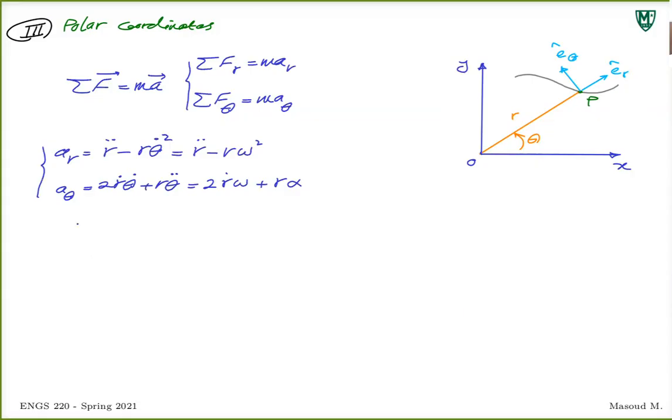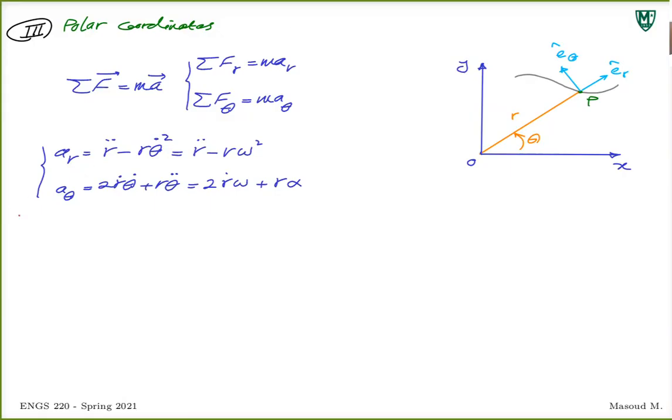So everything you need, you already know, right? It's just the coordinate system has changed. You have to look at those forces. You have to find the components of those forces in r and theta direction. You have to find the components of acceleration, AR and A theta, in R and theta direction, and then just write Newton's second law: summation of forces equal to MA.